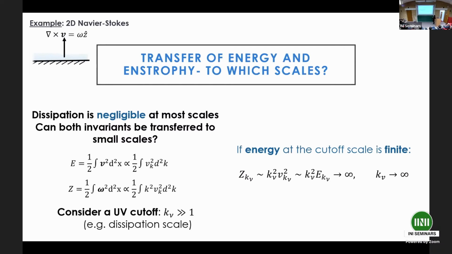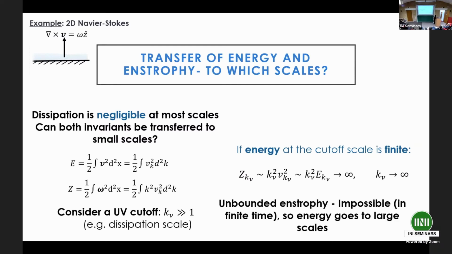So the argument goes as follows. Assume that you do have a finite energy at the cutoff scale, and now I'm working in Fourier space. This means that this Vk squared, so if I write the entropy, this is K nu squared times Vk nu squared at that scale. If I'm assuming that the energy that reaches the cutoff scale is finite, this means that this quantity, the entropy, can become unbounded. And if that quantity is conserved, that cannot be. It cannot become unbounded in finite time.